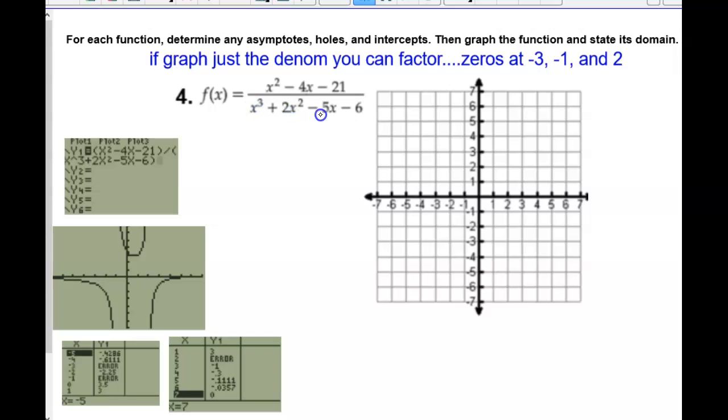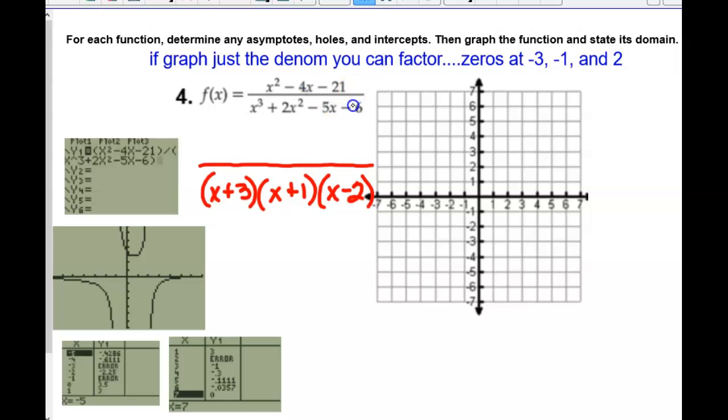How do we find the zeros for this? We graph the denominator only, okay? If we graph the denominator only, it has zeros at negative 3, negative 1, and 2. So now do we know how to factor it? How would the denominator factor? If I graphed the denominator only and I got a 0 at negative 3, then what's a factor? Okay, I got a 0 at negative 1, so it has a factor of x plus 1. I got a 0 at 2, so it has a factor of x minus 2.